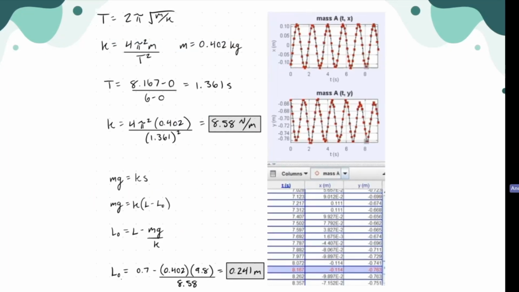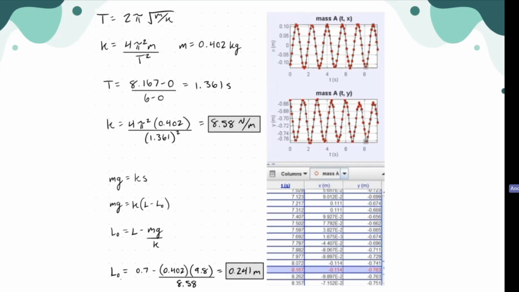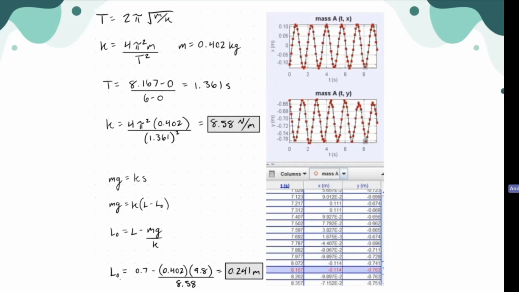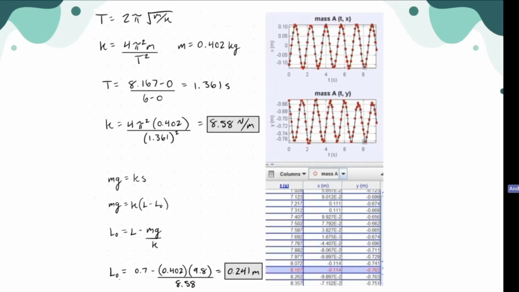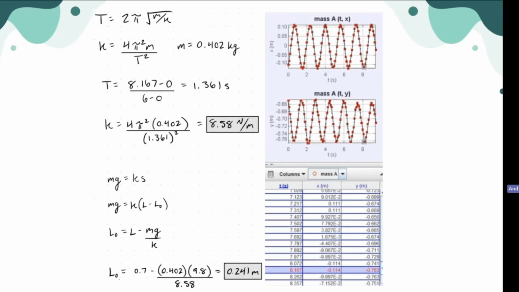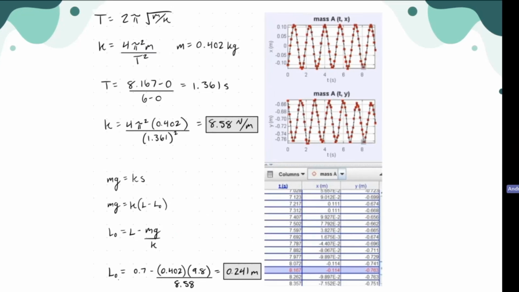In Tracker, we tracked the spring's motion and recorded each X and Y component. From this data, we derived the spring constant and the relaxed length of the spring by measuring the time for one oscillation.